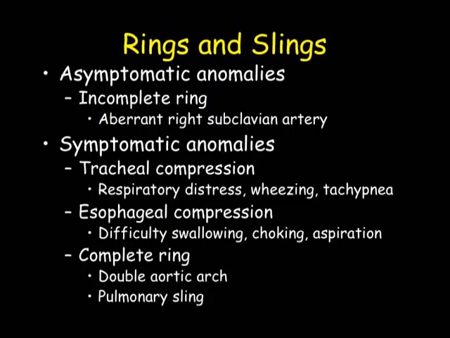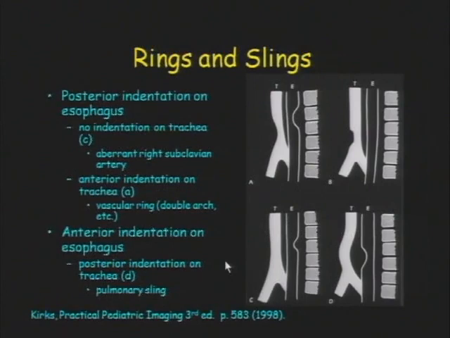As a transition into the cardiac talk, let's spend a second talking about rings and slings. There are true rings, and then there's the aberrant right subclavian artery, which will just give you posterior impression on the esophagus. It's a fairly common lesion, about 5%, and it's usually asymptomatic. So when we do an upper GI, if there is a patient who has an aberrant right subclavian artery, you'll see posterior indentation on the esophagus, but that's it.